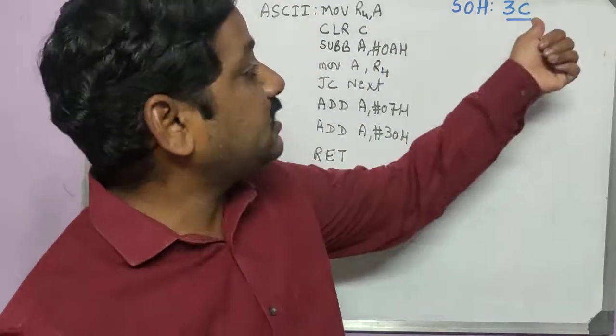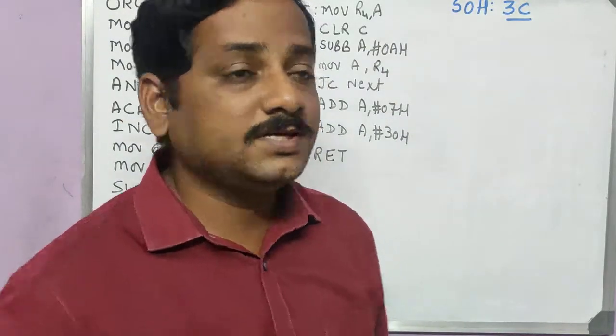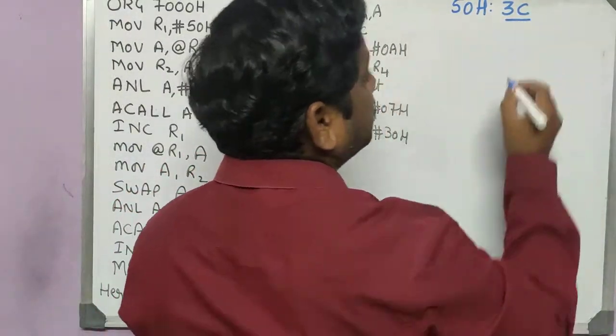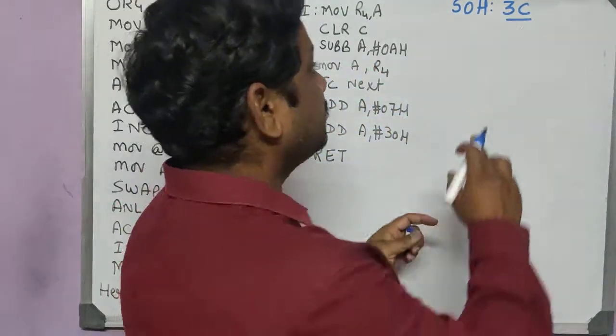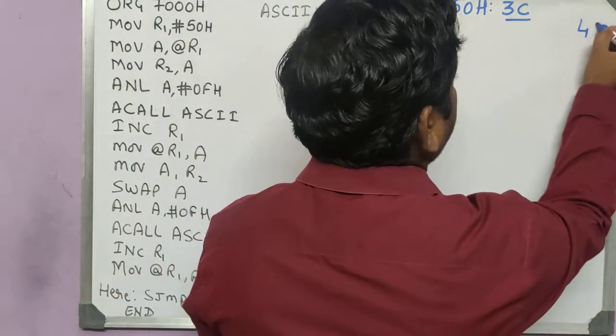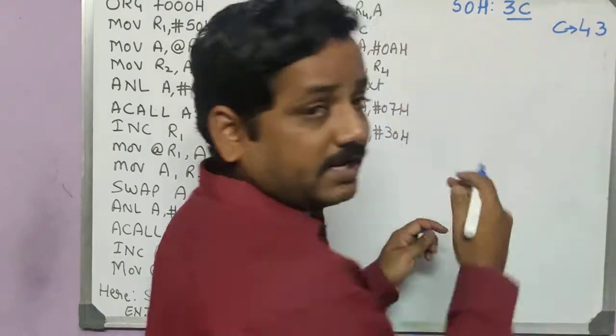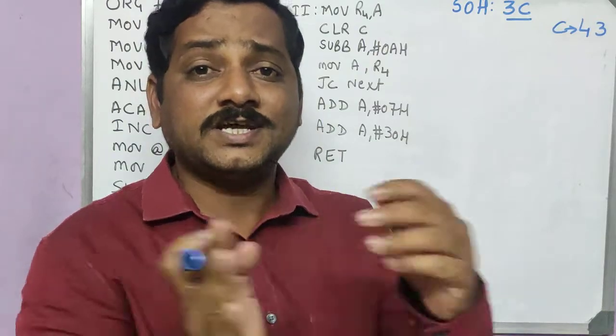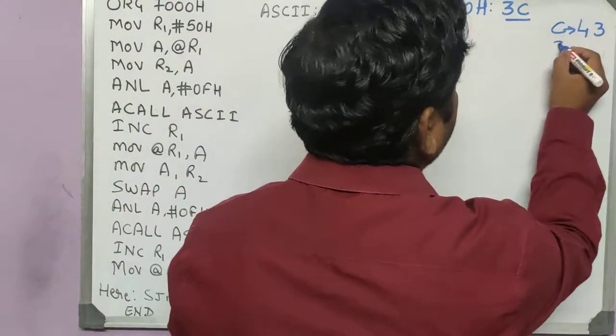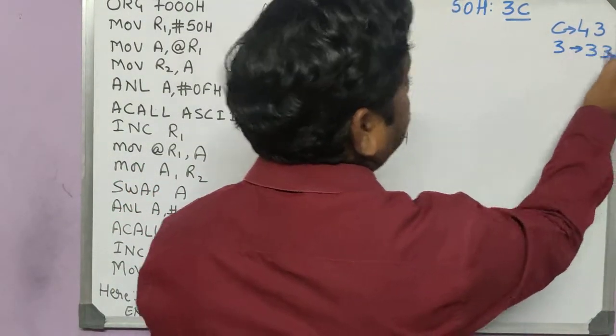So what is the ASCII value of C? A means 41, B means 42, C means 43. So for C, you should get 43. You have to take it separately. And for 3, what is the ASCII value of 3? If it is 3, just add 30, you will get 33. So for 3, you should get the answer as 33.